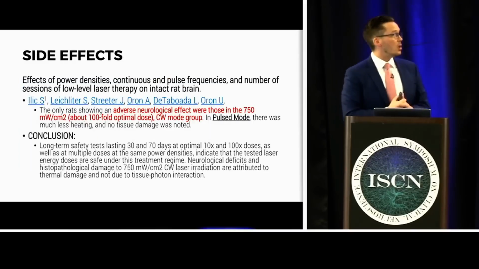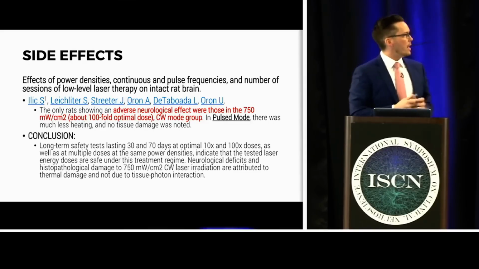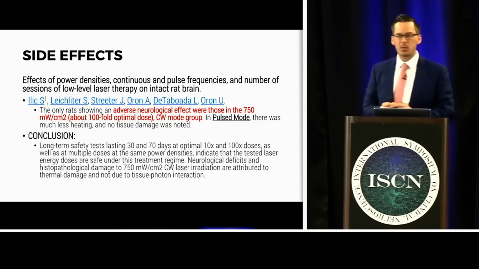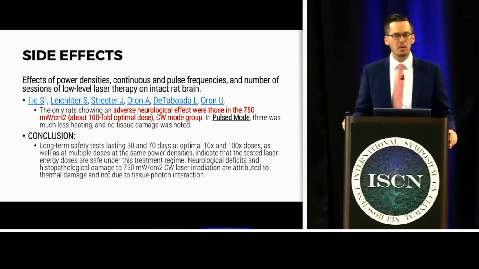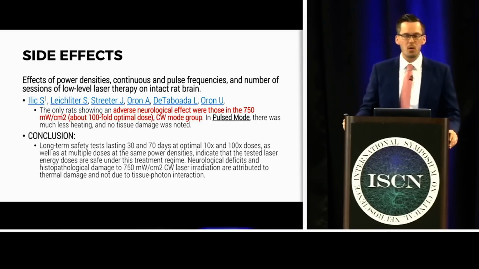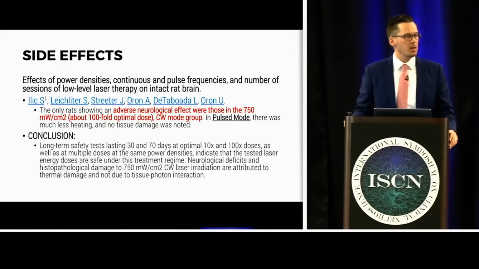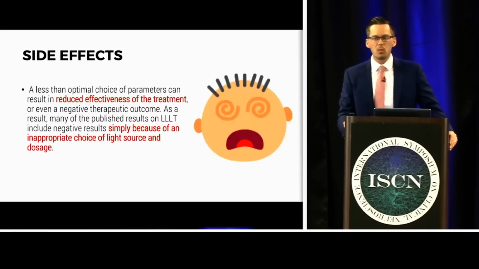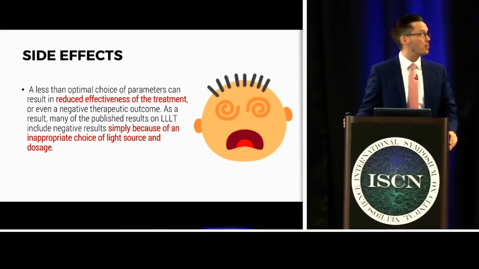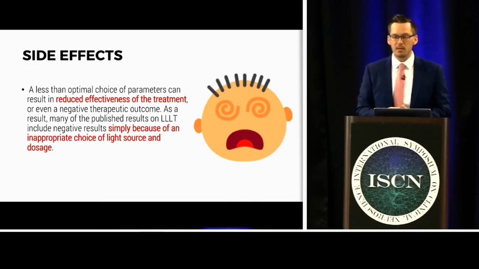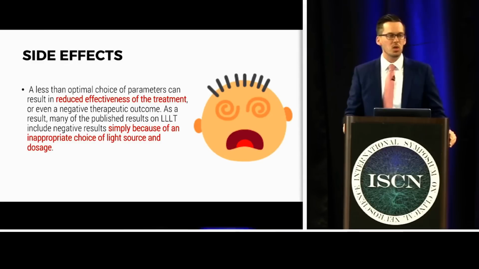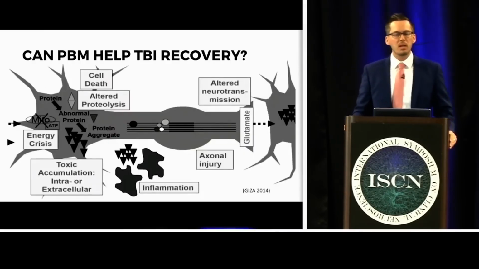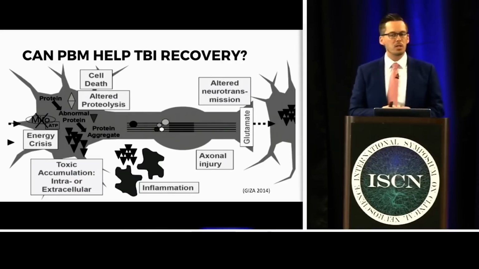Okay? Side effects. So this was pretty neat. A paper was published, oh man, I'm sorry, I took the date off of there, but it was a recent paper. Adverse neurological effects were seen in those with over 750 milliwatts per centimeter squared, which is about 100-fold the optimal dose. And also, it was in the continuous waveform mode. In the pulse mode, there was much less heating and no tissue damage. So realistically, there is very little risk, or there pretty much are no real published side effects of using photobiomodulation as long as you have the right settings. The research is pretty conclusive that a less than optimal choice of parameters will result in reduced effectiveness, but simply an inappropriate choice of light source and dosage is usually what causes the side effects.